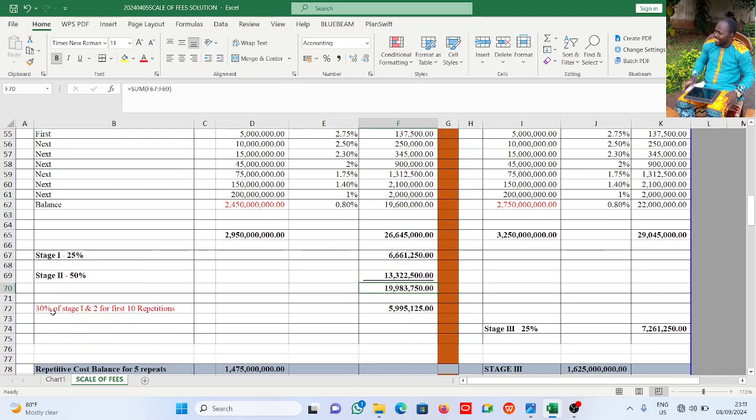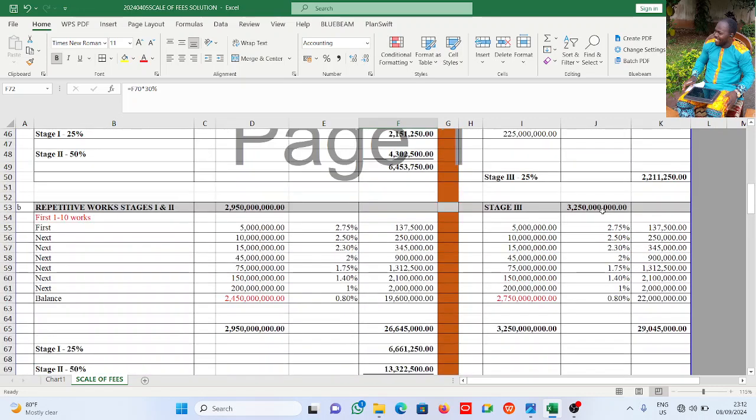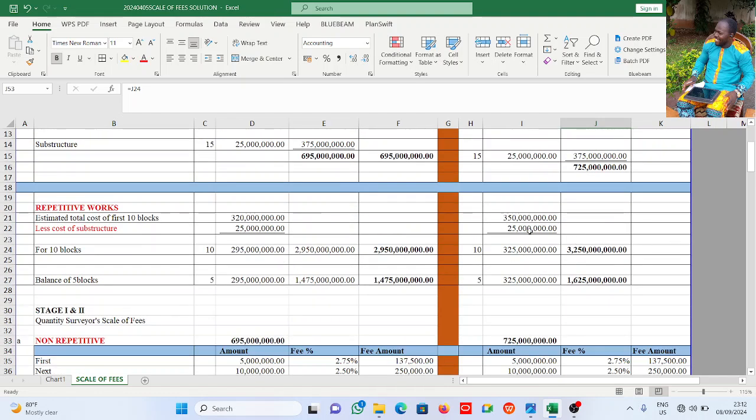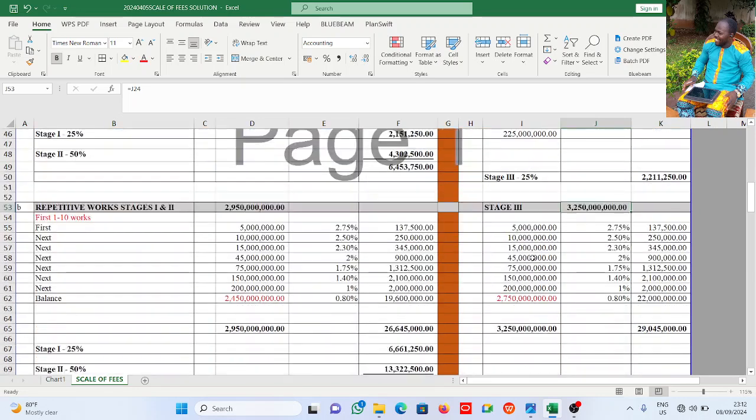The instruction is 30% of stage 1 and 2 for the first 10 repetitions. So when I take this, I take 30% because the projects are now being prototyped. It's repetition, so the consultant is paid 30% for the first 10 repetitions. Now the same thing is applied to stage 3, 3,250,000,000. We already calculated it here. This is for the first 10 repetitions. Up to 5 million is 2.75%. In every calculation, the discrepancy is here.